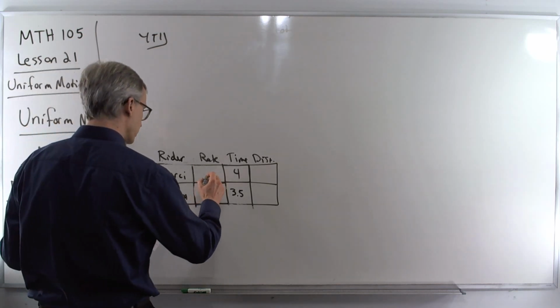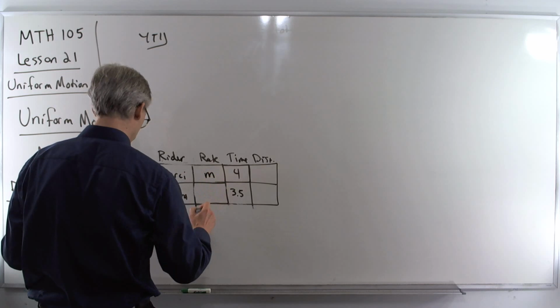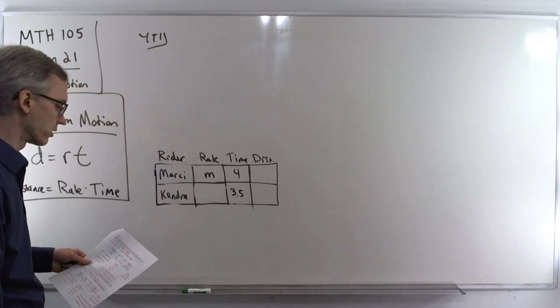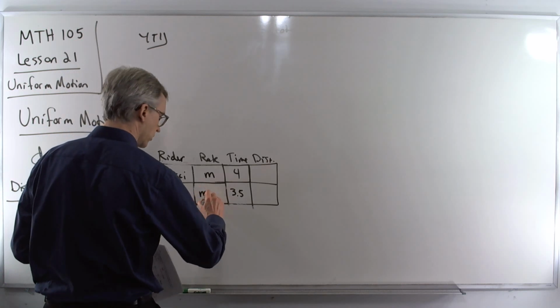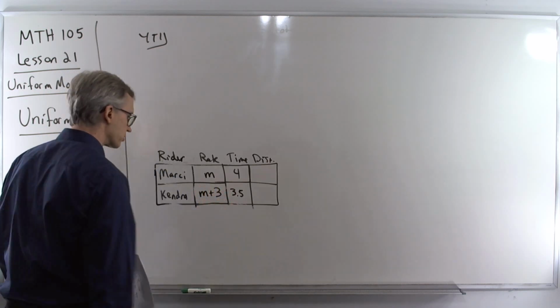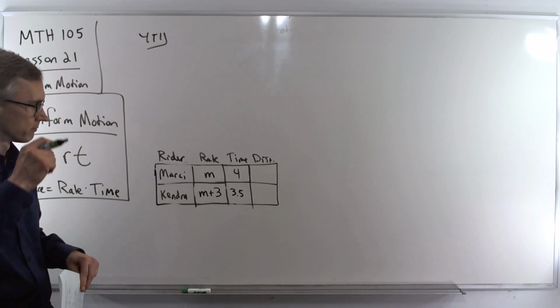All right, let's call Marcy's speed M. And then Kendra goes 3 miles per hour faster, so faster is more. And that's addition. So Kendra's speed is M plus 3.